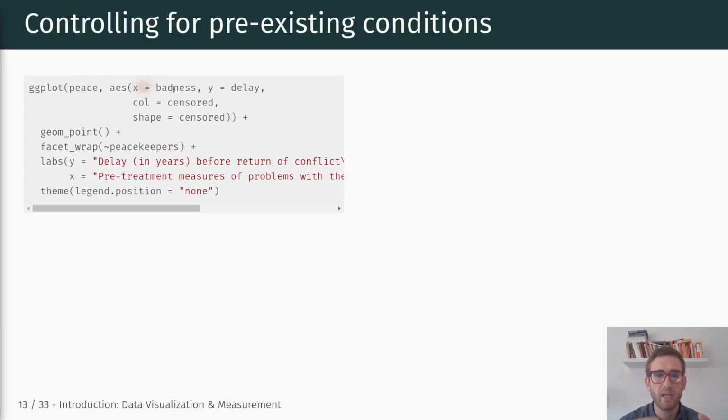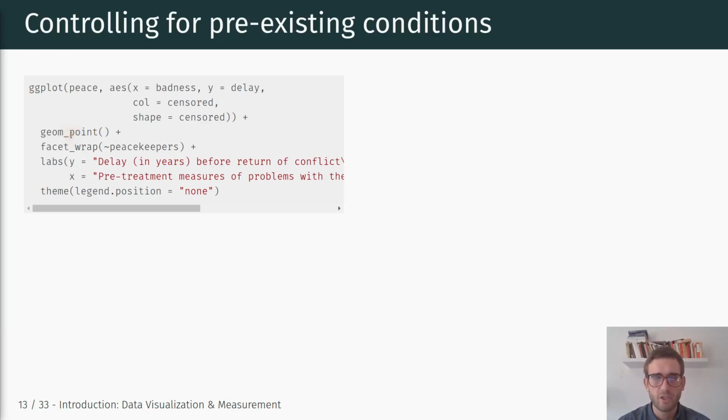On the x-axis, we have our badness score, which again is the log of this hazard rate, but we'll just take that as a given. On the y-axis, we have our delay, so the time that it took for a revival of fighting. And then we have two additional mappings, color and shape. We're going to use those to distinguish cases, because we have this delay variable for both cases that returned to civil war and cases that didn't, and we use color and shape to distinguish those two cases.